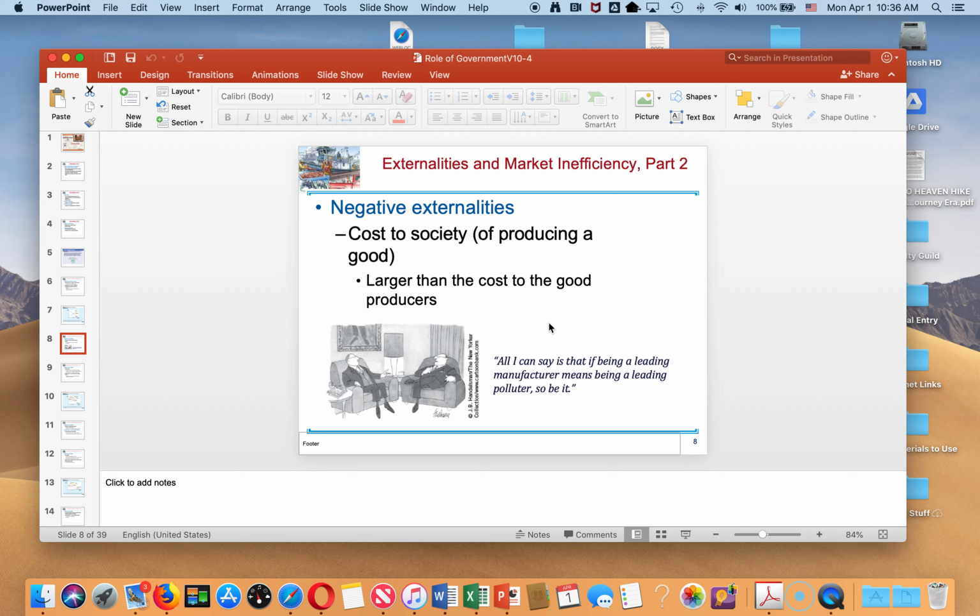And the guy is saying, all I can say is that if being a leading manufacturer means being a leading polluter, then so be it. And unfortunately, that's a point of view that a lot of firms have. It's just kind of the cost of doing business. But society doesn't exactly appreciate that cost. And so there's methods of trying to deal with it. But unfortunately, the producer, him or herself, does not have the incentive to deal with it.